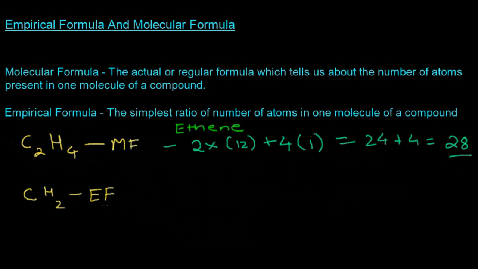Now let us find the empirical mass. So there is 1 atom of carbon and the atomic mass of carbon is 12. There are 2 atoms of hydrogen and the atomic mass of hydrogen is 1. So when we simplify it, we get 12 plus 2, which is equal to 14.